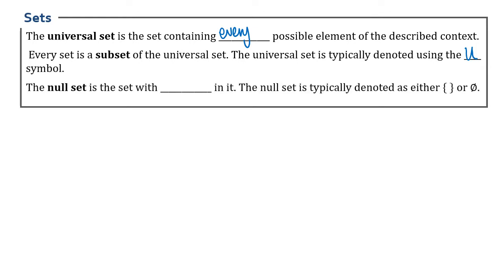There's the null set, and the null set is the set with nothing in it. There is nothing in it, not even 0. The way that we denote the null set is you can either use the curly brackets with nothing inside them, or you can use this symbol, which kind of looks like a 0 with a slash mark through it.